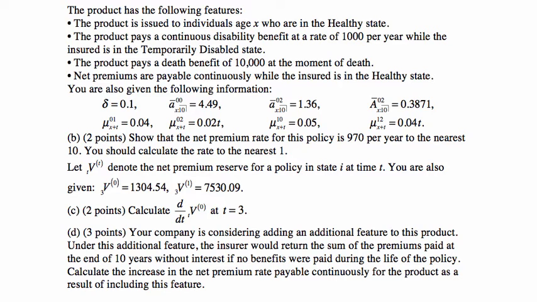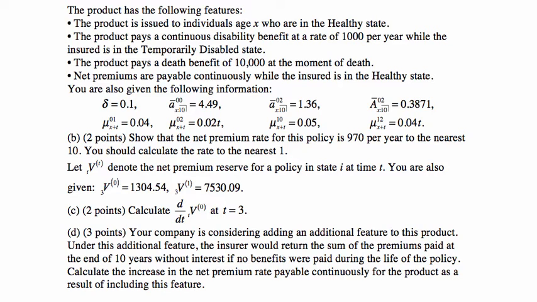The force of going from state 0 to state 1 is 4%, or 0.04, while the force of going from state 0 to state 2, being death, is 0.02 t, so it increases with t. And then the force of going from state 1 back to state 0 is 0.05, so it's constant. And finally, the force of going from state 1 to state 2 is 0.04 t, also increasing. You can see that it's also higher than for the healthy state. So a person who is disabled is more likely to die than a person who is healthy.